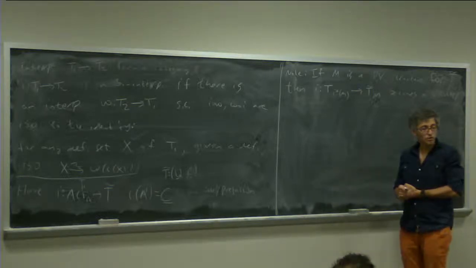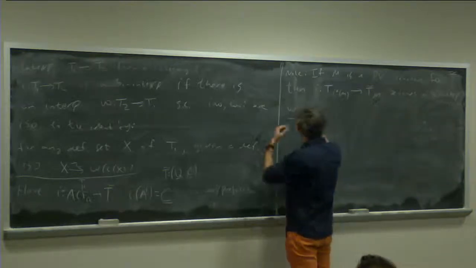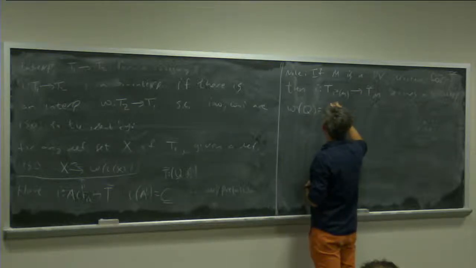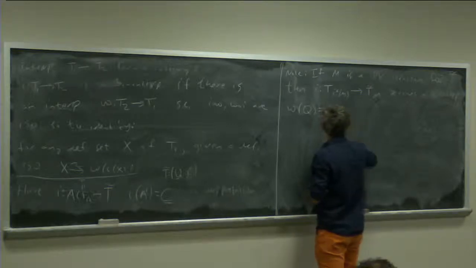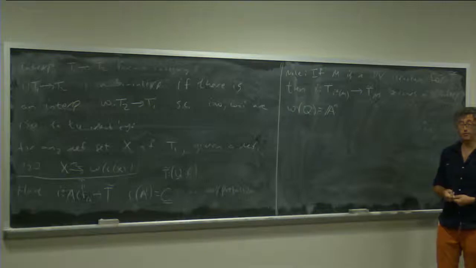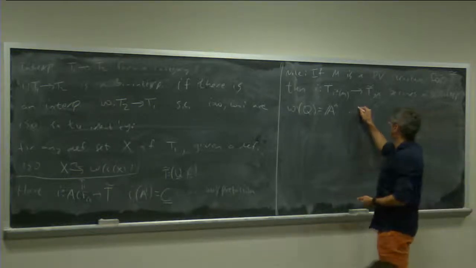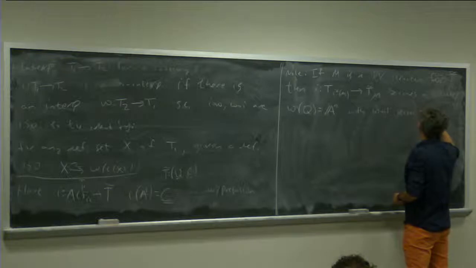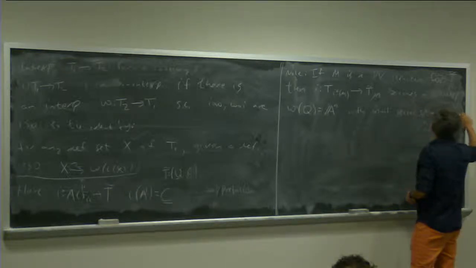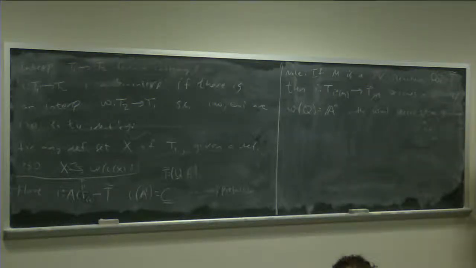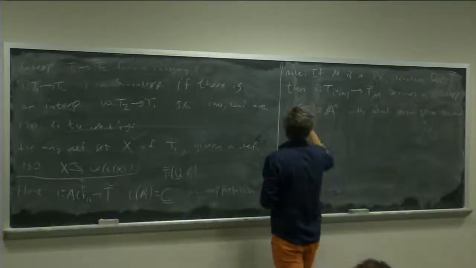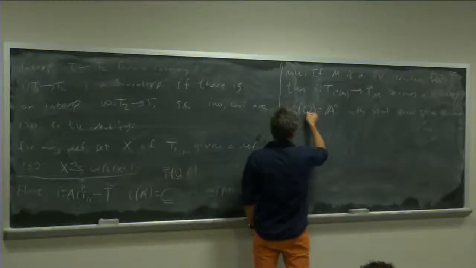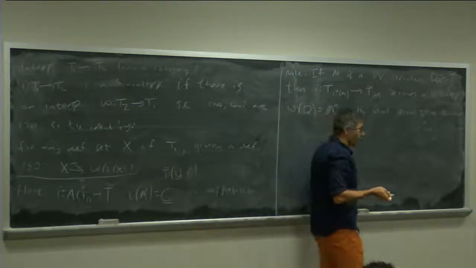So what is W now? Yeah, what is W? W of Q is just A^n, the standard n-dimensional vector space. And what is important is that there are two interesting bits of information. This is W of Q. But then I said there are also some relations, right?